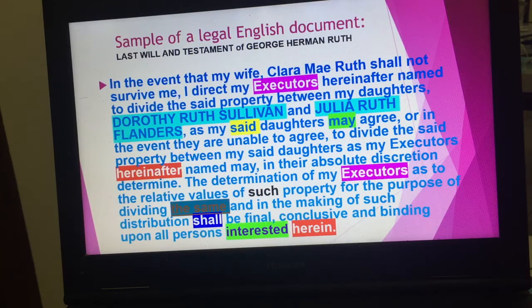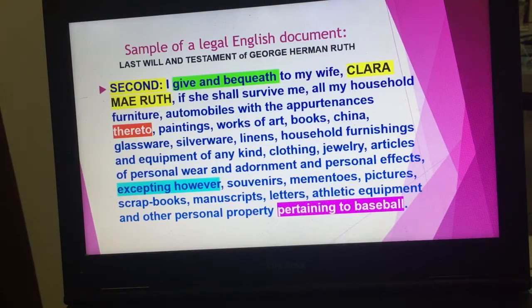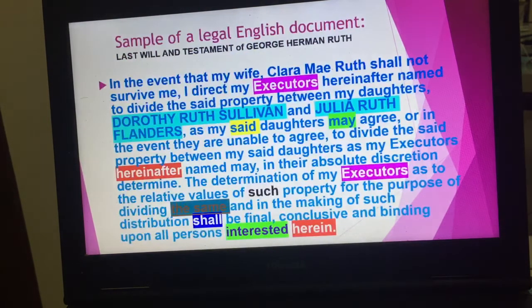We've seen how complex the sentences are, and we've seen that in the second item here, which is I give and bequeath my wife Clara Ruth May Ruth if she shall survive me. But then he completes it and says, in the event that my wife Clara May Ruth shall not survive me, in the case she didn't survive. In other words, she dies before me. What happens? And here's the will. Then I die after her. Who's going to be the executors? Who's going to be the second party?